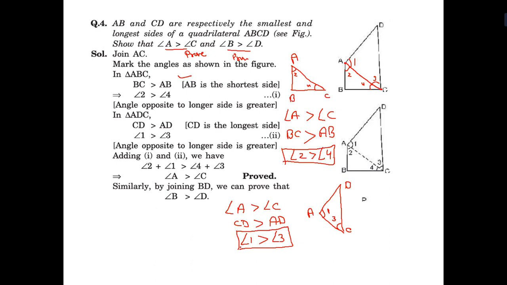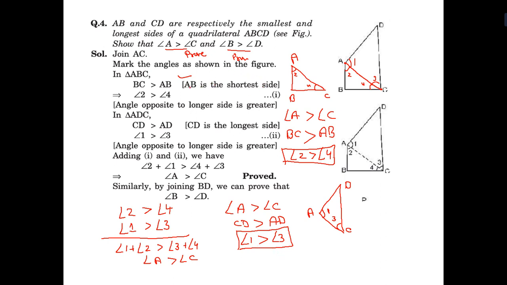Now if I total both of these, angle 2 is greater than angle 4, and angle 1 is greater than angle 3. If I add these, then angle 1 plus angle 2 is greater than angle 3 plus angle 4. So 1 plus 2, that is angle A, is greater than 3 plus 4, that is angle C. That we have proved.